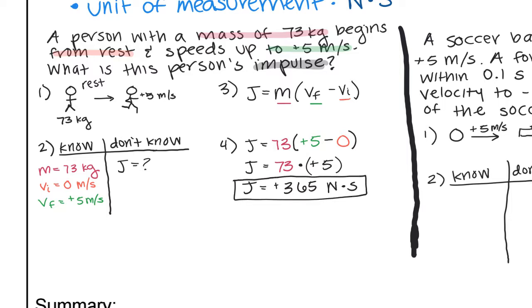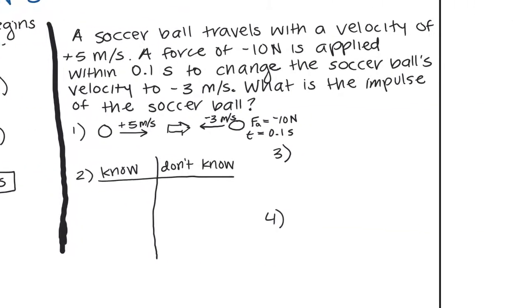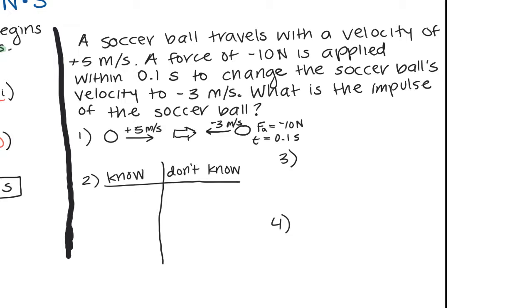All right, so that is one way we could calculate impulse. Another scenario we might have is a soccer ball travels with a velocity of positive 5 meters per second. A force of negative 10 newtons is applied within 0.1 seconds to change the soccer ball's velocity to negative 3 meters per second. What is the impulse of the soccer ball?